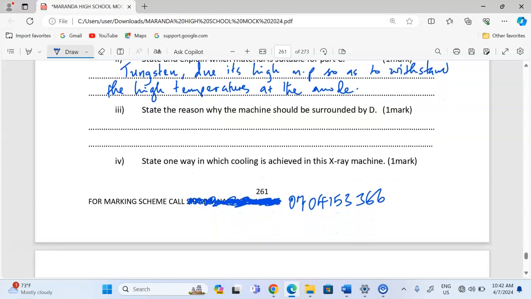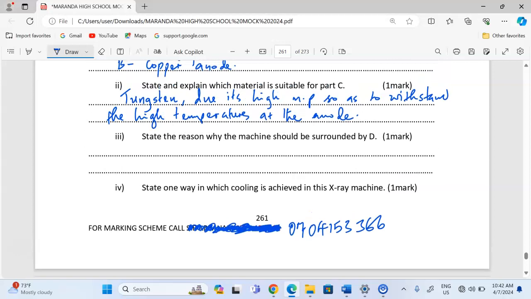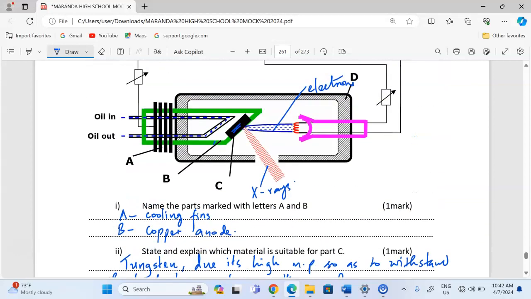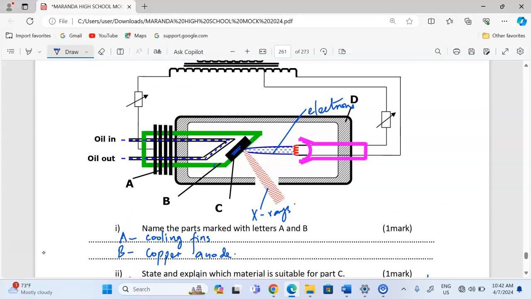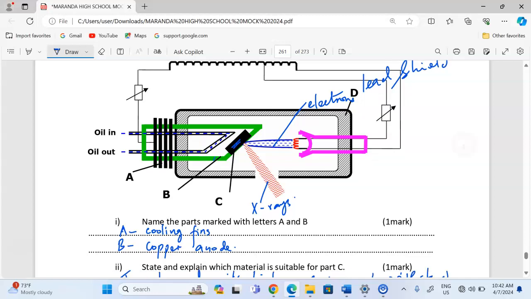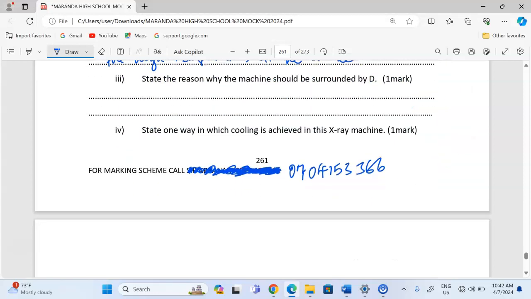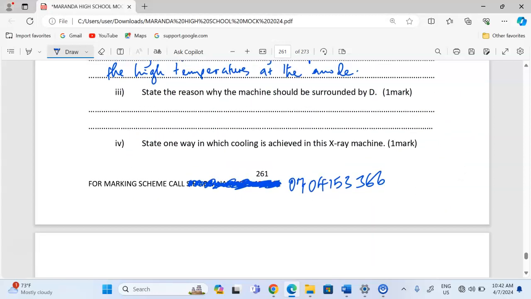Say the reason why the machine should be surrounded by D. D is a lead shield. This is a lead shielding. A lead shield. Why is it surrounded by D? D is lead. Lead has high density.